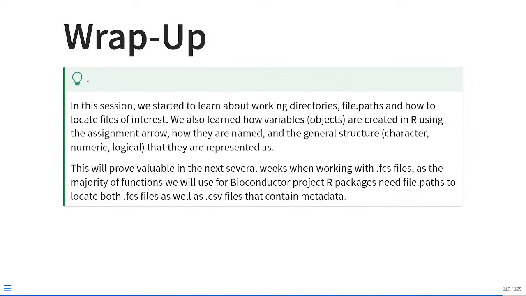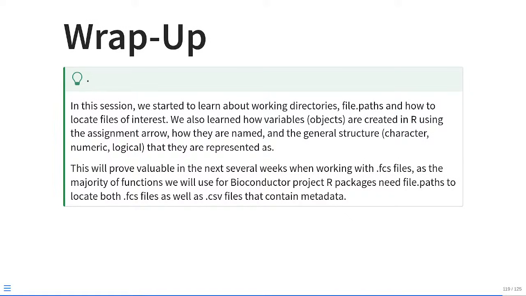All right. In conclusion, we have started introducing the concepts of working directories, file paths, and how we are able to use them to locate particular files that we're interested in. We've also gone through some of the more basic R terminology as far as how objects and variables are created, the assignment arrow, how to check the particular type, whether it's character, numeric, logical, for these particular values that are present within an object. And then we've also been playing around with file paths.